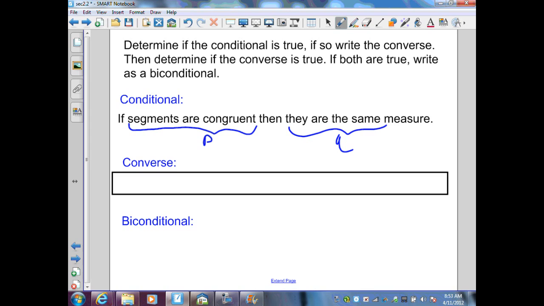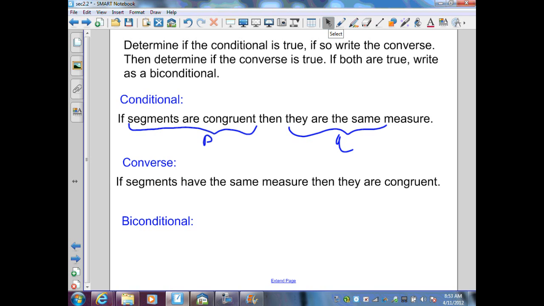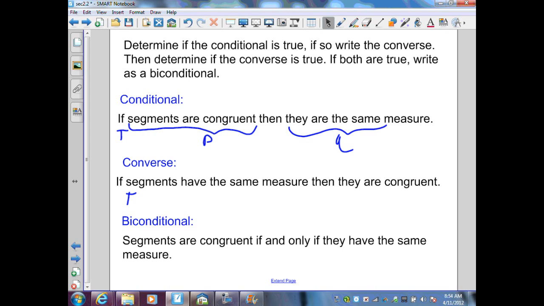This is true. Remember, for segments to be congruent, they must be the same measure, so that is true. Now what we have to do is create the converse. Here our converse is just switching P and Q. If segments have the same measure, then they are congruent. Again, that is true. So now we have a true conditional and a true converse. And when that occurs, we know that we can write a biconditional. And our biconditional is segments are congruent if and only if they have the same measure.